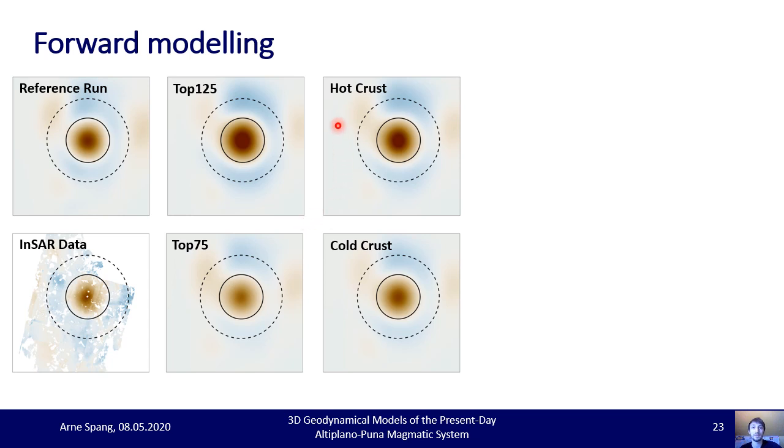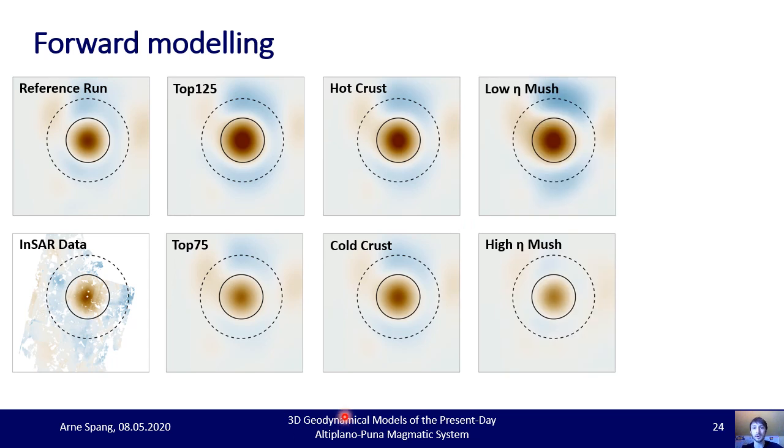A similar thing happens when I change the temperature of the crust. So here the upper crust is hotter, and with that it's also weaker. And again, it allows for more flow in the magma body and higher velocity at the surface. And if I make it colder, again we get a stronger crust, we get less flow, and we get lower velocities. So there's one more case. Here I changed the viscosity of the magma body or the magma mush. And if I lower the viscosity, then once again I get higher velocities at the surface and more flow inside the magma body. And if I get a higher viscosity, I get lower velocities at the surface.